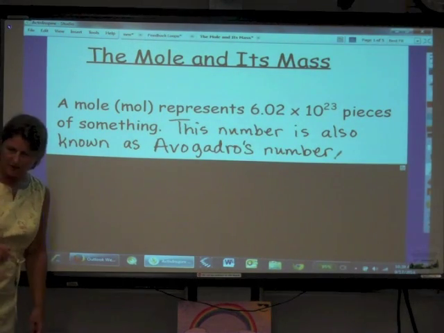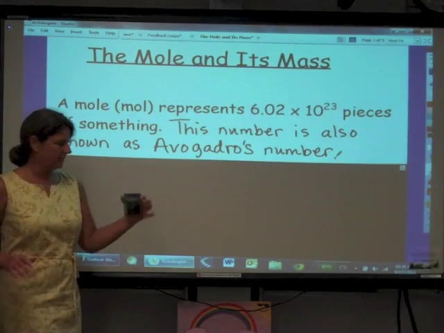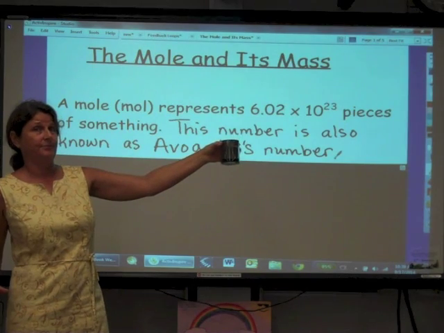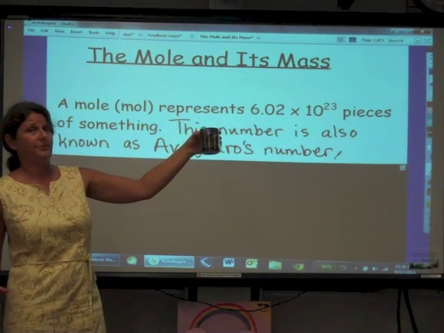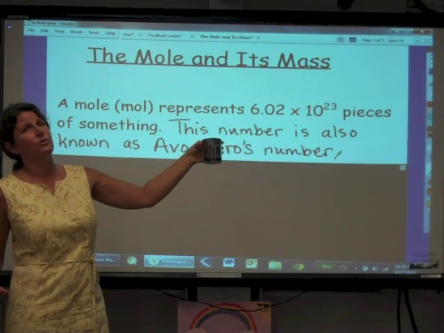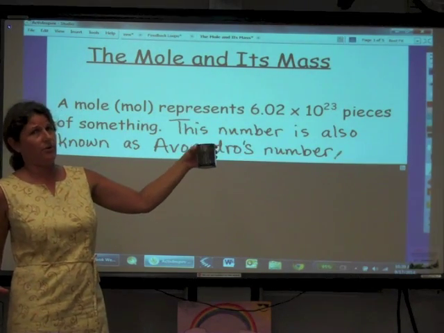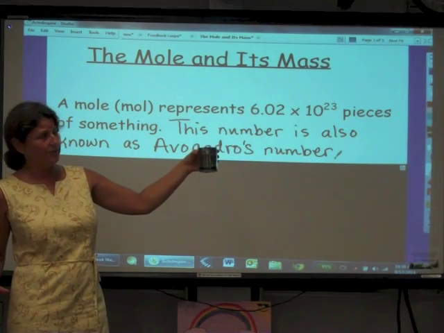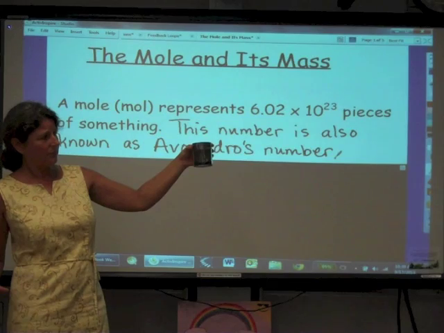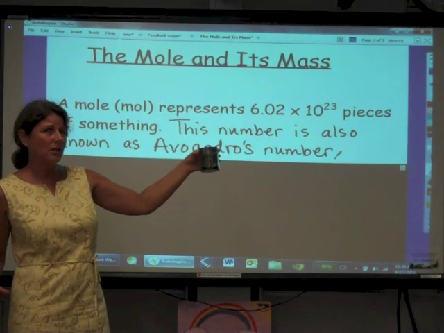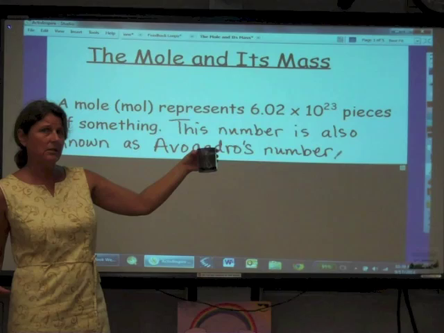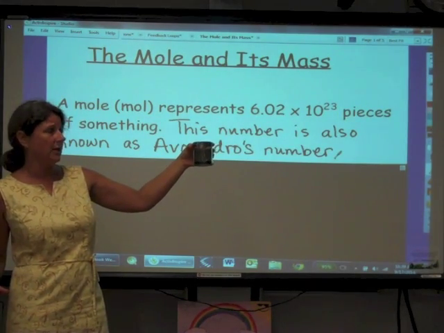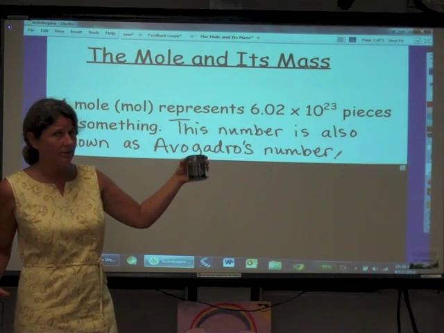All right, now in this jar right here, this is a mole of carbon. There are 6.02 times 10 to the 23rd pieces of carbon in this jar. How do I know that? Did I count that many pieces? No, I did not. So in chemistry, we actually count by weighing.